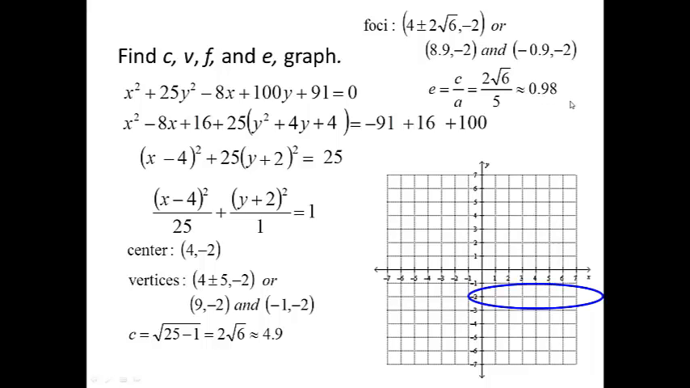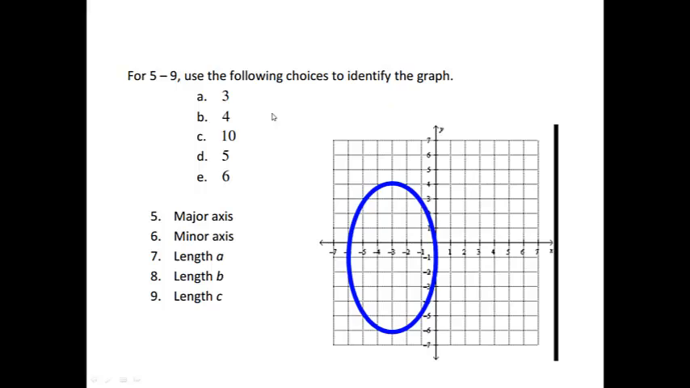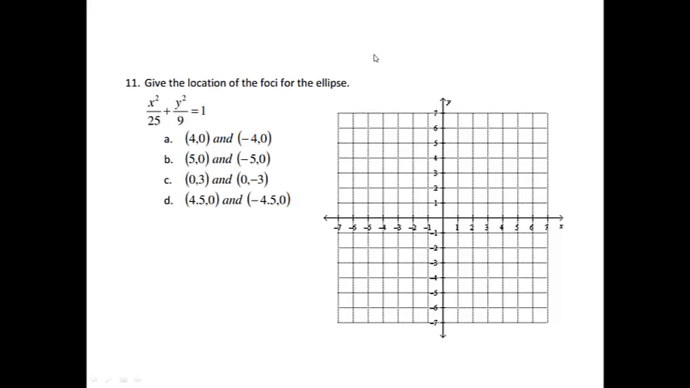All right, here's your Google form. For the first 4 problems, you're going to use these multiple choices with this circle. For the next 5 problems, you're going to use these multiple choice answers for the same circle. And then you're going to give the equation of the ellipse for number 10. And for number 11, where are the foci located? Okay, I think you should be able to handle those problems. Those seem pretty easy. All right, thank you.